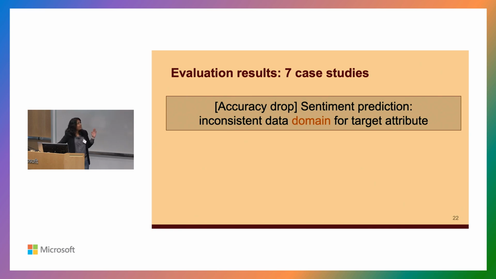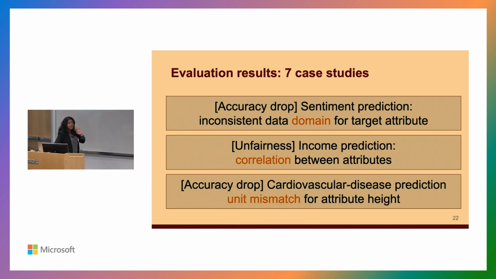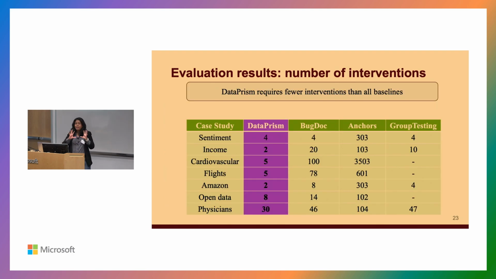And I'll talk very briefly about some results. We had 7 case studies. Here I'm just showing examples of 3 of them, like sentiment detection in some tweet data. The second one I just discussed, where there are correlations between attributes in the data, which was causing unfairness. And the third one was some accuracy drop. The high level result is shown in the number of interventions we needed to do. Intervention means how many times we needed to alter the data, test it, and then again alter the data, test it. That is the intervention cost.